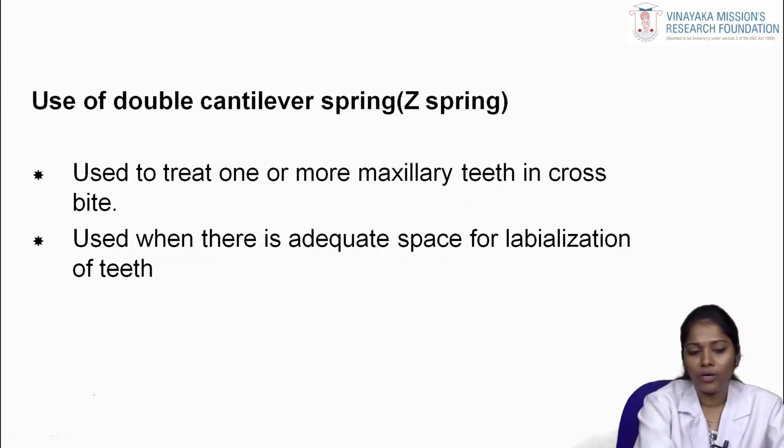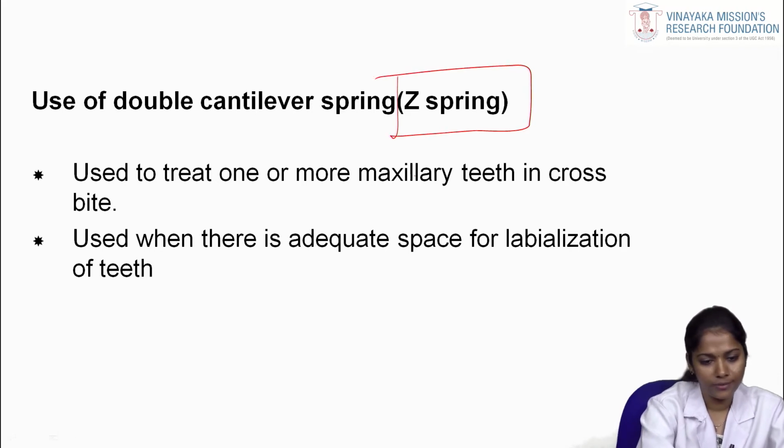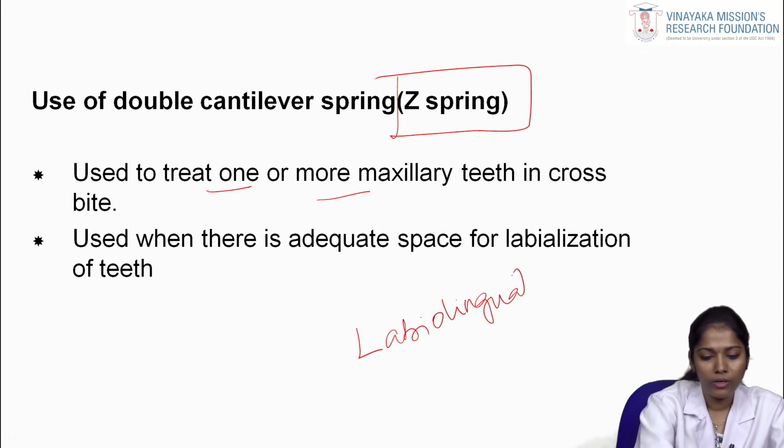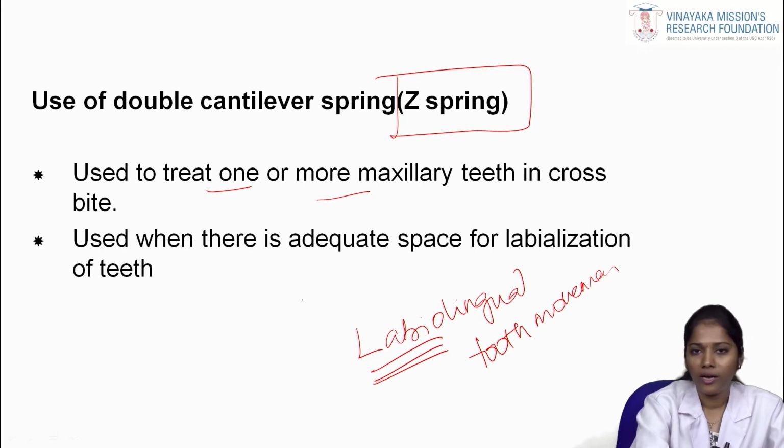The next is your removable appliance of choice. We all know what is Z-spring, also known as double cantilever spring. So the action of double cantilever spring is to treat one or more teeth to produce labio-lingual tooth movement, as Z-spring is going to produce especially this labial tooth movement. This is going to correct the crossbite in the anterior segment.